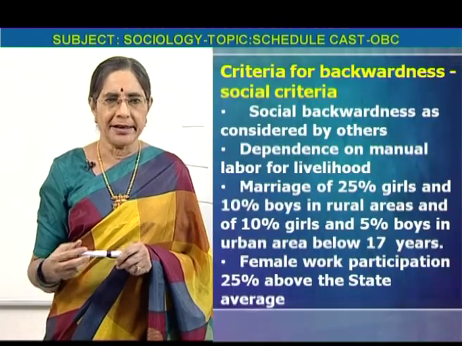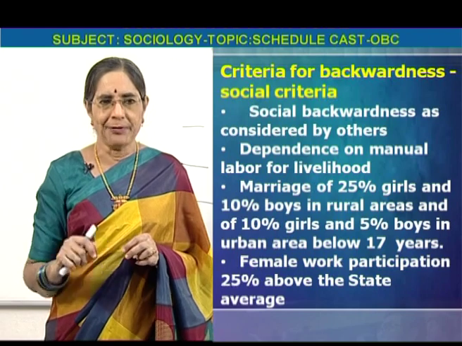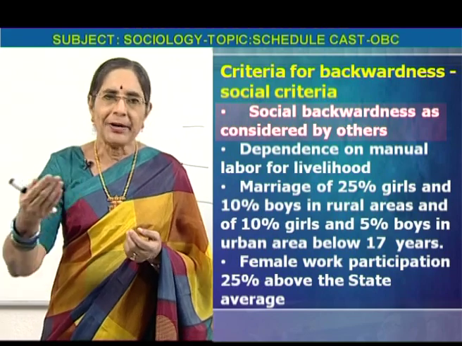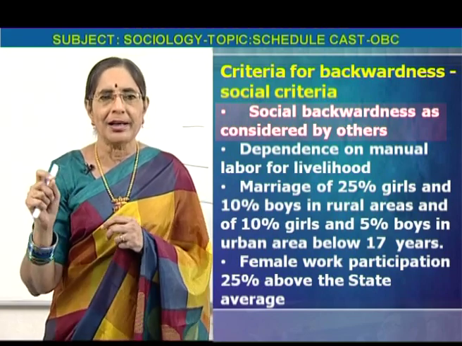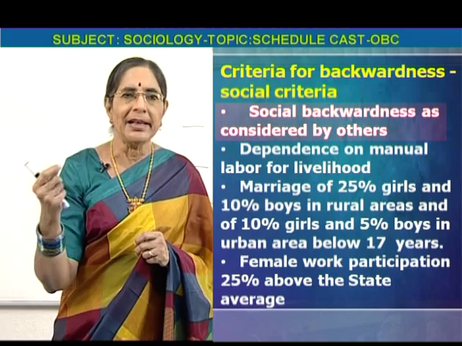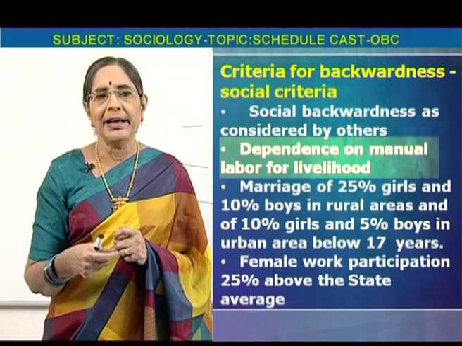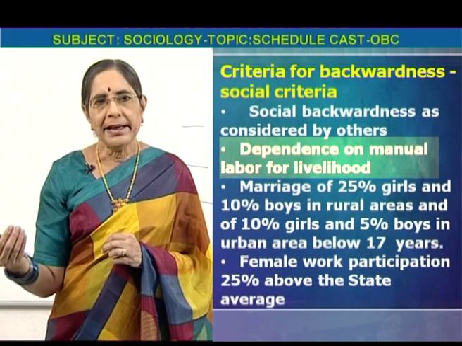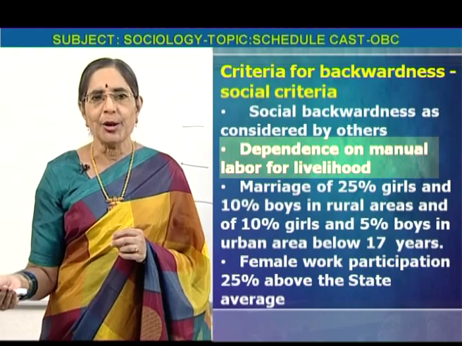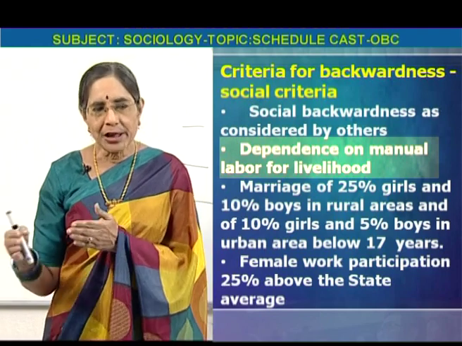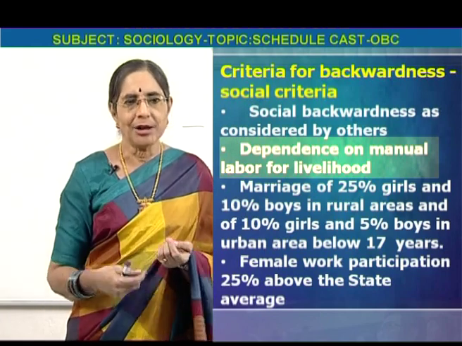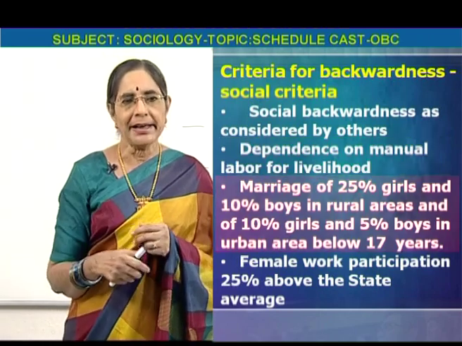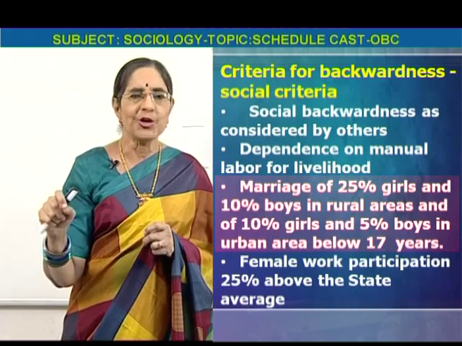Under social criteria, Mandal has mentioned four points. The first one is social backwardness as considered by others. If other communities consider a particular community or caste to be socially backward, then that will be taken into consideration as a criterion. The second one is dependence on manual labor for livelihood. Agricultural landless laborers, people doing manual occupations, or in some cases sheep herders or cattle herders, all these persons are dependent upon manual labor for their livelihood. The third sub-criterion under social criteria includes marriage related aspects.